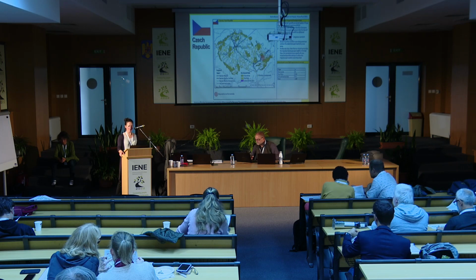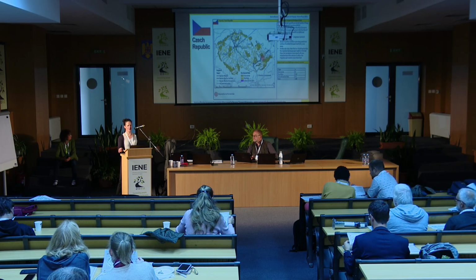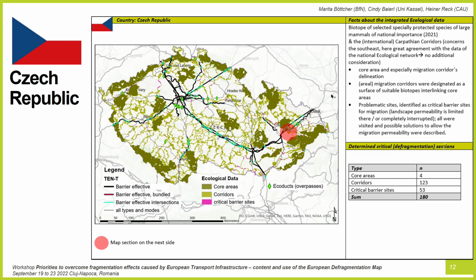Yeah, we have here core areas, as you see in the darker green. So we have the core areas and the area migration corridors, which were, as I mentioned before, designated as surface of suitable habitats, interlinking core areas. And the Czech Republic has identified problematic sites. You see them in a pink color here, marked as critical sites, which have limited landscape permeability. Sometimes this permeability is limited or totally interrupted.